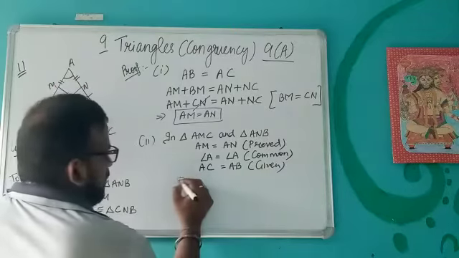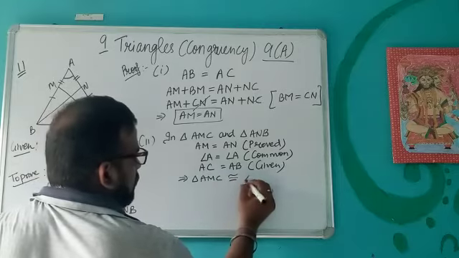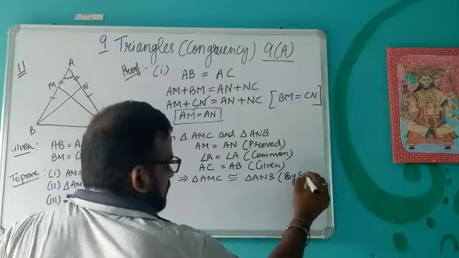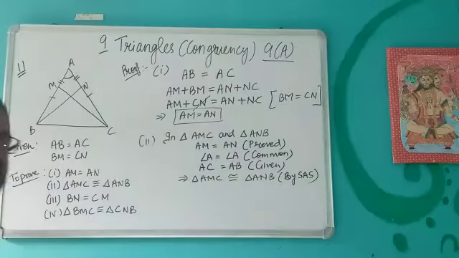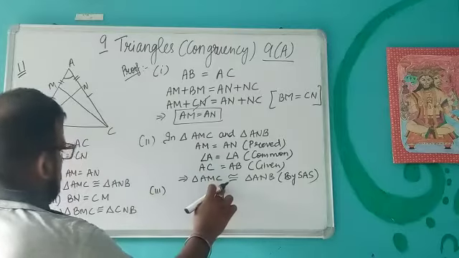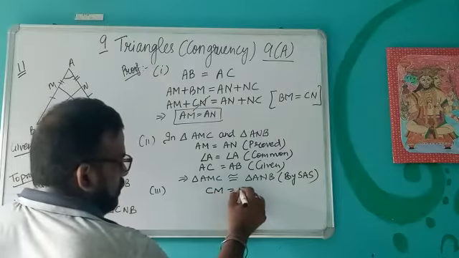So we can say that triangle AMC is congruent to triangle ANB by which criteria? By side, angle, side. So for the third part, we will use this and we can say that CM equal to BN by CPCT. So the third part we can prove simply by taking the result of the second part, that is CM is equal to BN by CPCT.